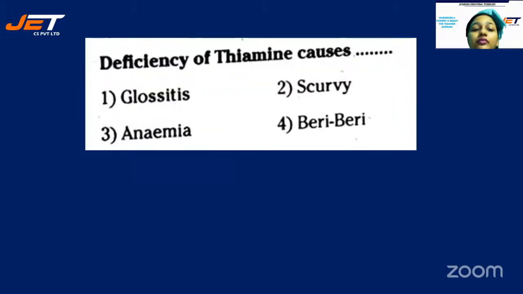Next question, deficiency of thiamine causes glossitis, scurvy, anemia, or beriberi. Which is the correct answer?